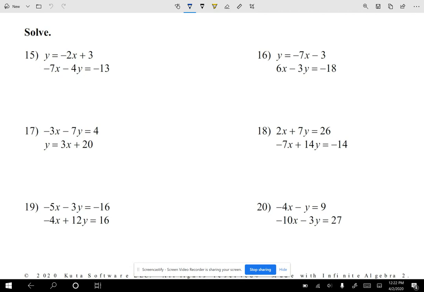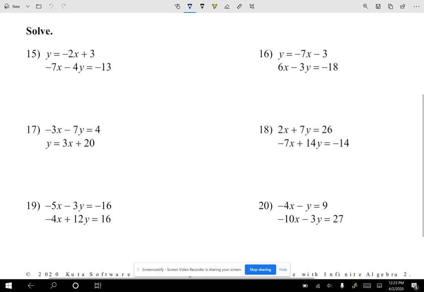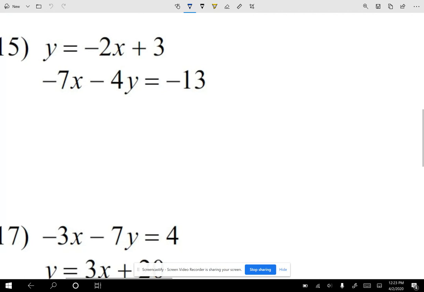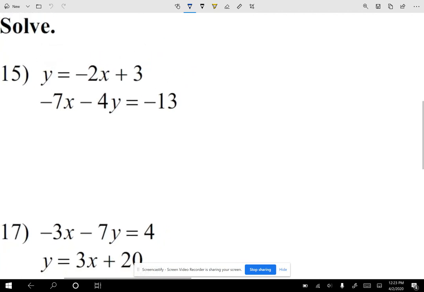Now, I'm assuming you don't like graphing, so I'm gonna practice both substitution and elimination. I'm gonna do the odd questions as substitution, and then I'm gonna do the even questions as elimination. Okay, so I'm gonna do substitution on the left, and I'm gonna do elimination on the right. Let's practice substitution. I must have a letter by itself.